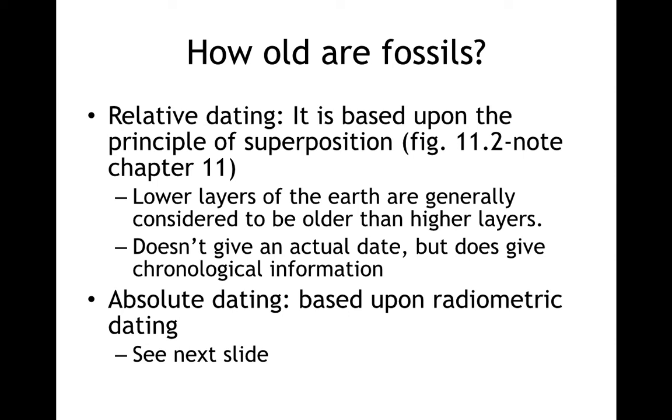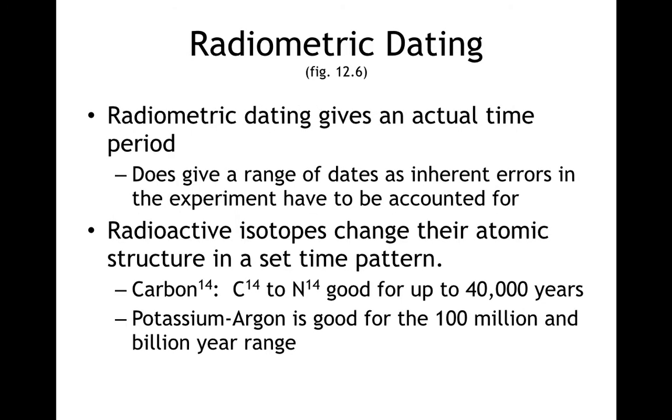Now, there are lots of attempts to estimate this, especially in the 19th century. There are lots of thought processes to try to estimate how old the layers were. But they're almost always off in their own right. So relative dating gives you a chronological order, and that's all that it does. Absolute dating is based upon radiometric dating. This gives you an absolute date itself. So radiometric dating gives an actual time, and it's based upon the predictable pattern of radioactive isotopes transforming from one element to another element.